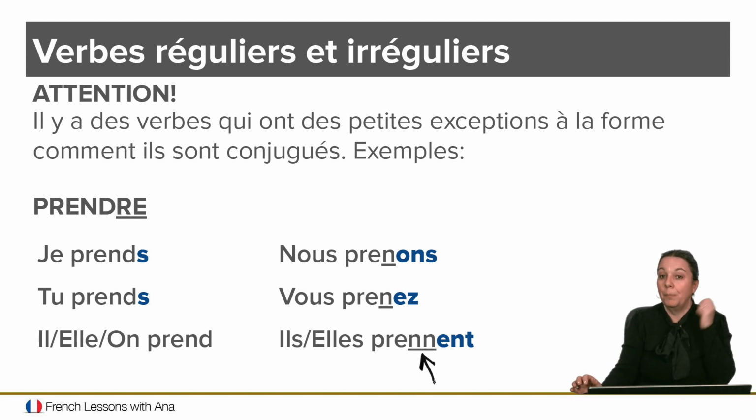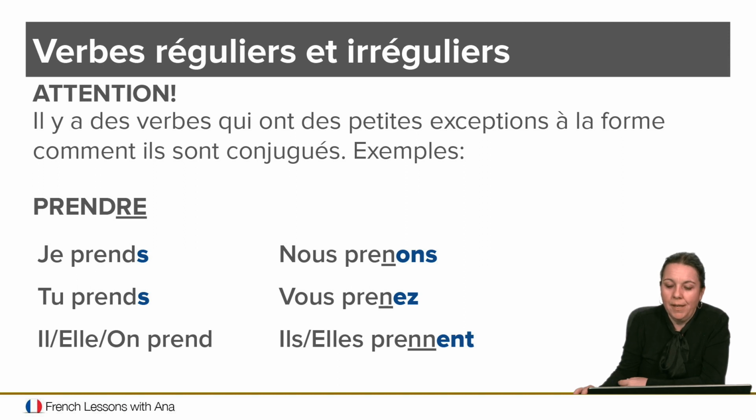And it becomes ils prennent, elles prennent. Now, a lot of people don't understand why double consonants exist in some verbs in French, but there's an explanation for that. The reason why this extra N is here is not because they felt like adding a letter. It actually tells me when I'm reading that I have to open that vowel.